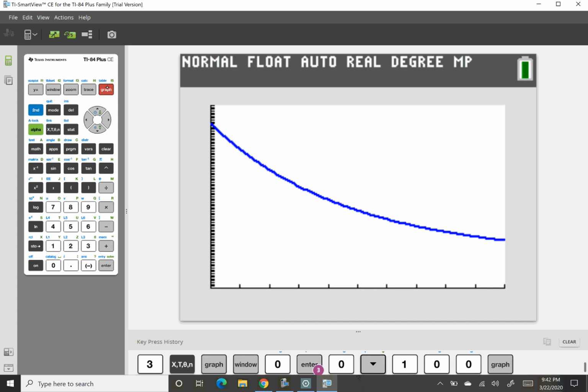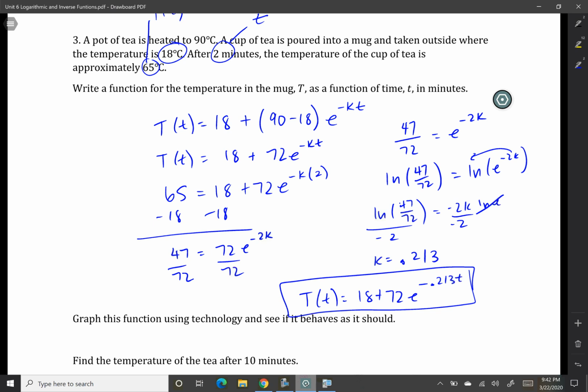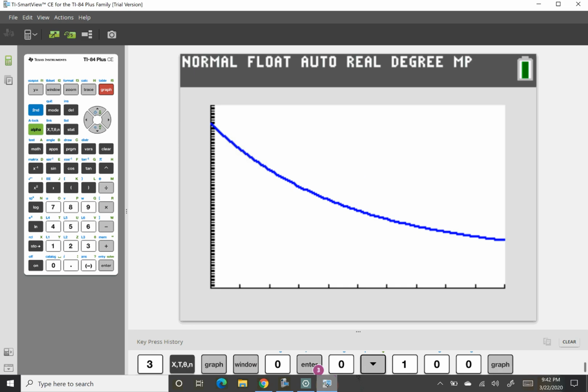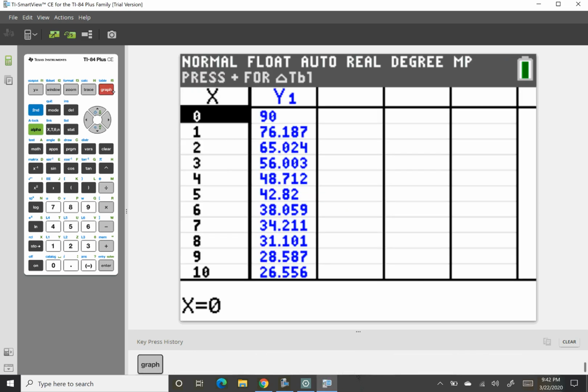So you can see it is a decay graph. It's going down over the course of time. You see it's starting to flatten out towards where about 18 would wind up being. So it behaves how it should. It says find the temperature at t equals 10. Well, to do this, I don't really have to do much math because it's going to be right in my graphing calculator. There's your value. At 10 minutes, it's 26.56 degrees.